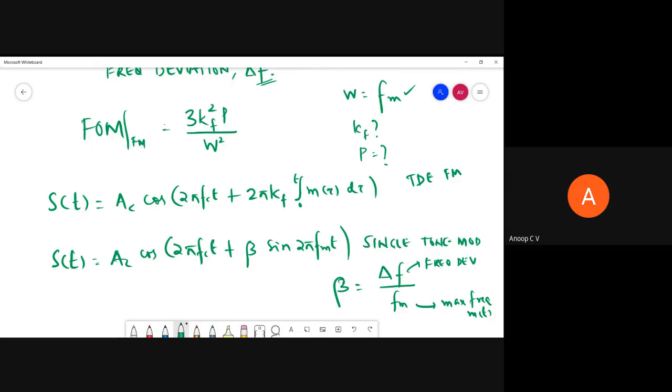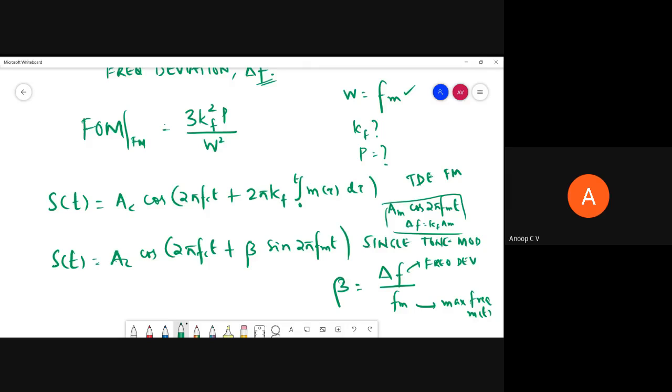In this case we have assumed m of t to be equal to some Am cos 2 pi fm t, and delta f is nothing but kf into Am. But most of the information, we can see, is missing in this problem. So whatever delta f and fm are given, we can use them to find beta.